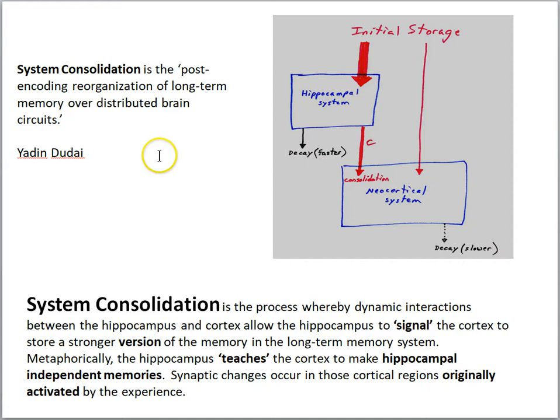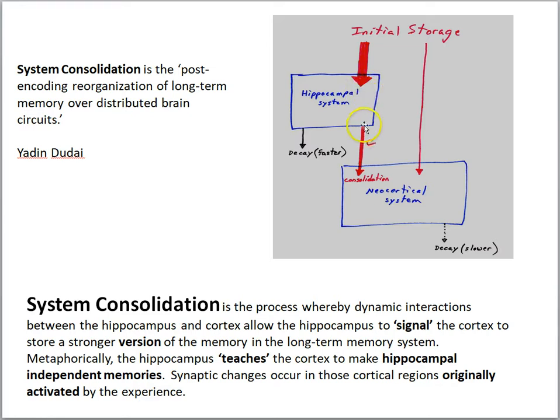Now, scientists have a technical term to describe this transformation of memory, and they call it system consolidation. We'll define it as the post-encoding reorganization of long-term memory over distributed brain circuits. The two circuits of relevance here are the hippocampal system and the cortex, as we saw in the previous diagrams. Notice in this diagram we have the initial storage of some learning episode. We're in a classroom learning something. The hippocampal system is going to be making an important memory trace. And notice the larger arrow here compared to the one over here to the cortex. A larger arrow indicates that the memory trace is more significant in the hippocampal system.